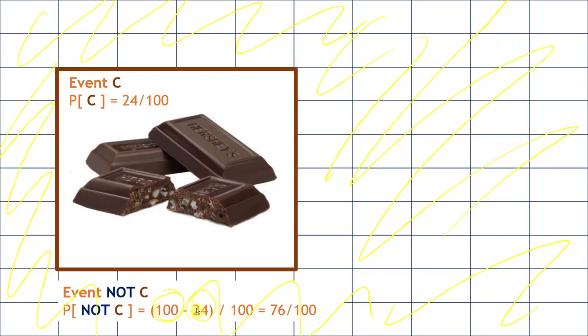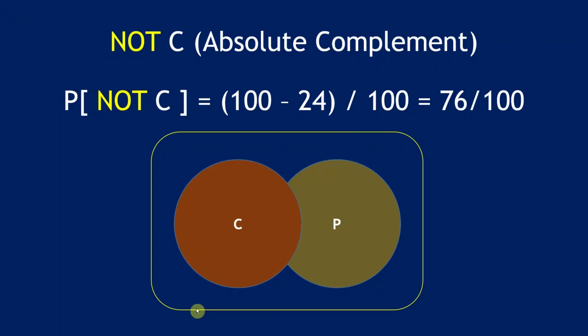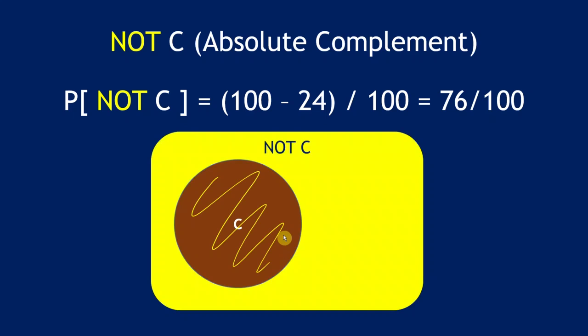Okay, so you can see that not C is just the complement, or the rest of the sample space that's outside of the C region. Hopefully you see that's pretty straightforward. And this is what we call the absolute complement. If you look at the C region right here, not C will be everything outside of C. So this is the region of 76%.